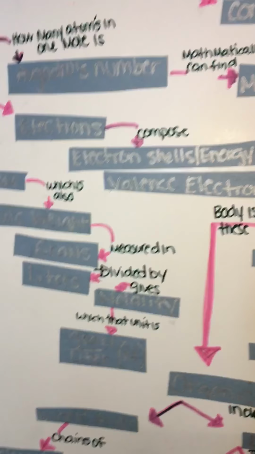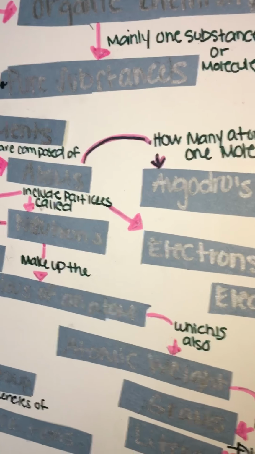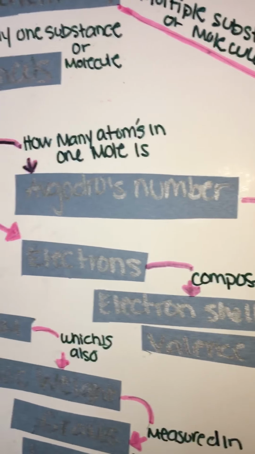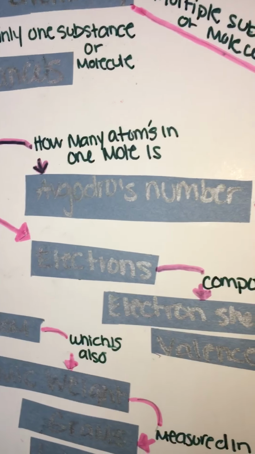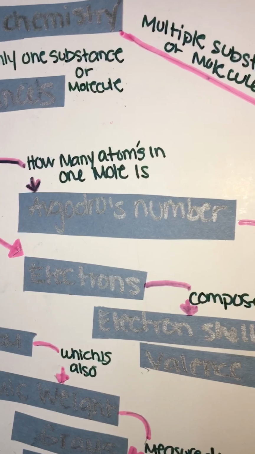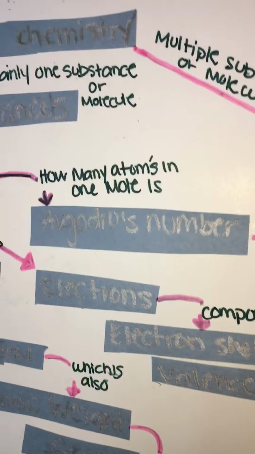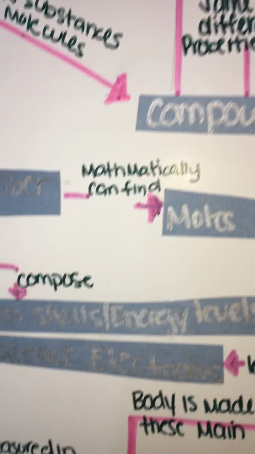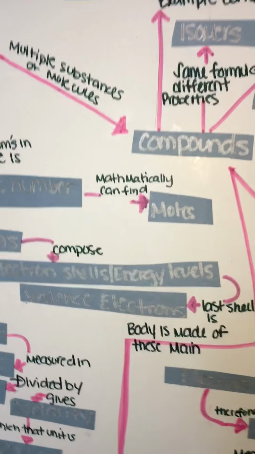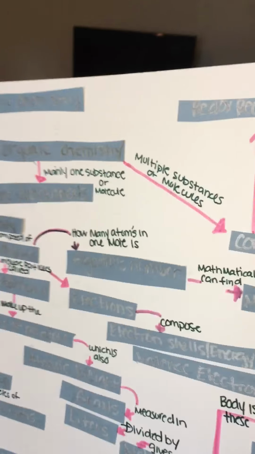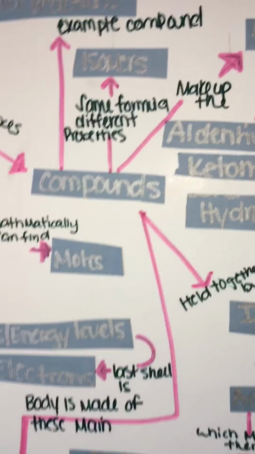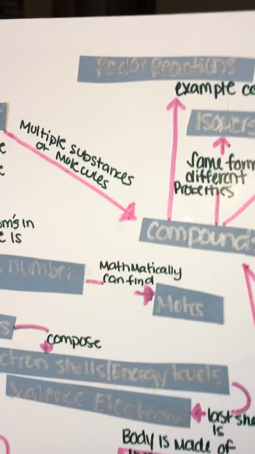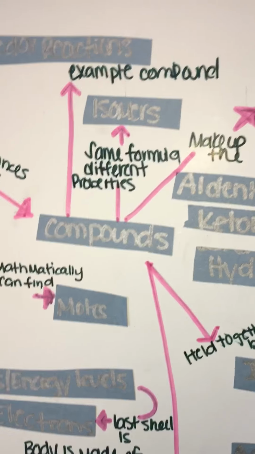With atoms, you can do lots of different things. You can find Avogadro's number, which is how many atoms in 1 mole. That's going to be constant, but you can use that number to mathematically find moles, which you can do in compounds as well, but the simplest form is just using those single elements. Now back over to compounds, which, to recap, talk about multiple substances or molecules.